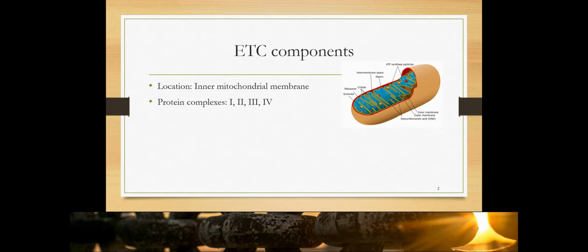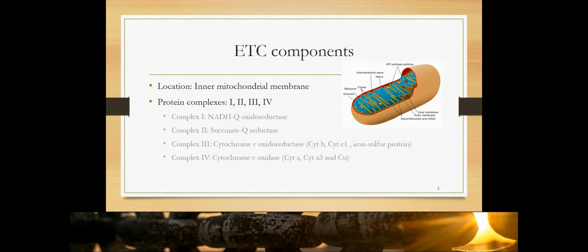But here we're going to be listing the components because they are few, although they are complexes, and they are protein complexes. We have complex 1, complex 2, complex 3, and complex 4. Complex 1 is something similar to what we have seen before: NADH or NAD oxidoreductase. Complex 2 is something we have also seen before in the TCA, succinate reductase.